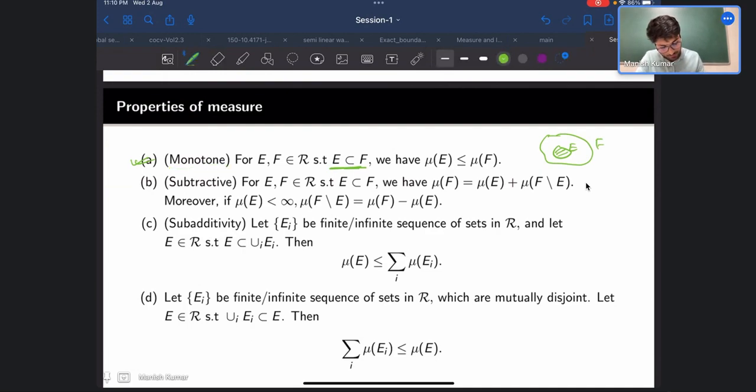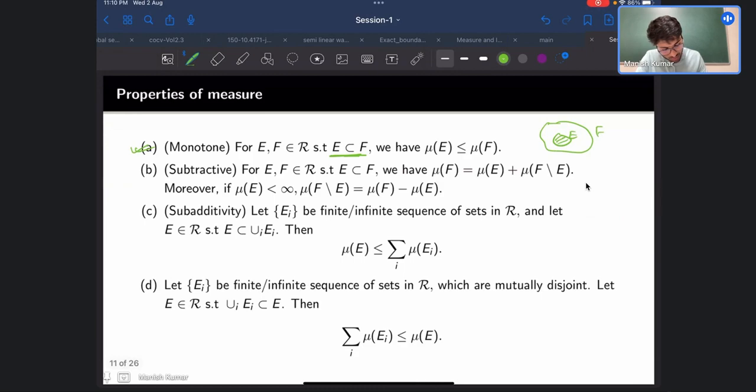Next we should have the subtractive property: if E is contained in F, then the measure of F, the measure of the biggest set, should be equal to the measure of E plus the measure of F minus E. So what is F minus E? F minus E is this one. So this should also be true, right? The measure of F should be the sum of these two, I mean areas basically, or the sizes. This is what we mean by the subtractive property.